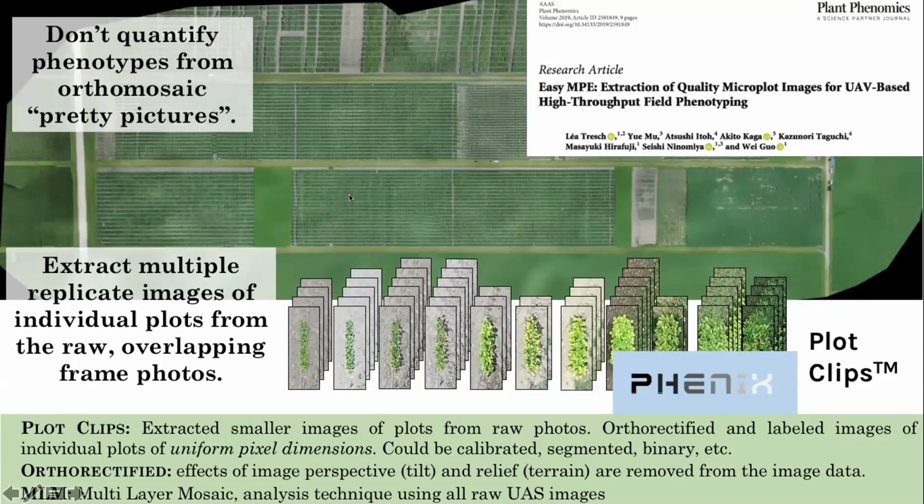So I really advocate, the orthomosaics are pretty pictures. They aren't designed for data collection because they're representing an average of all the hundreds and thousands of images you may collect on a given flight date. And it's preferable, I think, to get these plot clips and then derive your phenotypes from them.